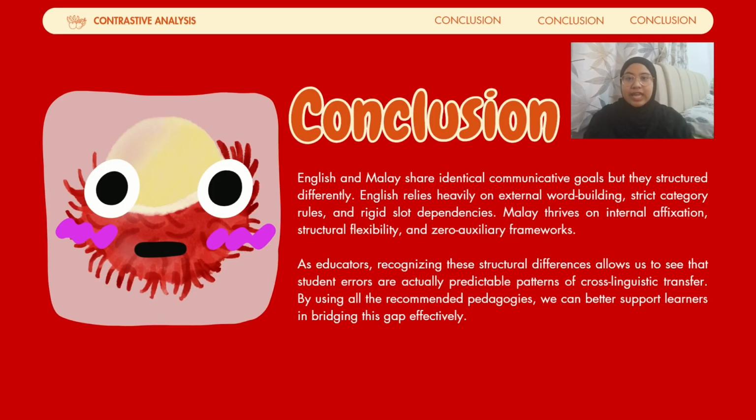To conclude, English and Malay share identical communicative goals, as both languages aim to convey meaning effectively in context. However, they differ in how this meaning is structured linguistically. English relies more on external word building, strict category rules, and rigid slot dependencies. In contrast, Malay thrives on internal affixation, structural flexibility, and zero auxiliary frameworks.